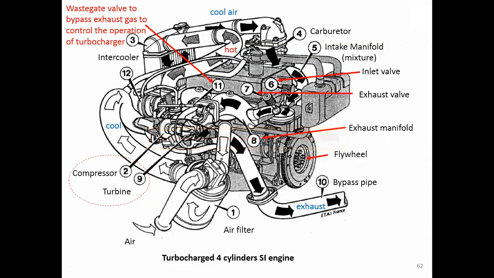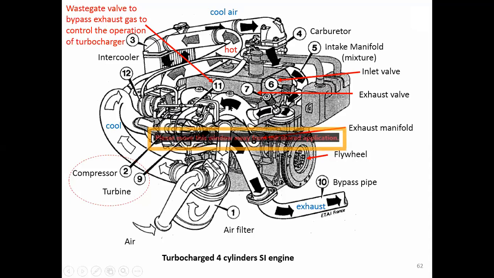Okay. This shows you the turbocharged 4-cylinder SI engine, if this SI engine is equipped with a turbocharger. So where is the turbocharger? Anyway, this is the compressor. This is the turbine. The compressor is driven by what? Driven by the exhaust gas that flows out. The dark arrow here represents the exhaust gas that flows out from the cylinder.